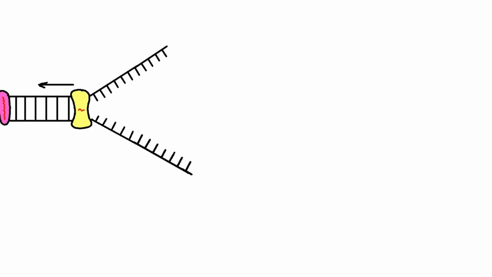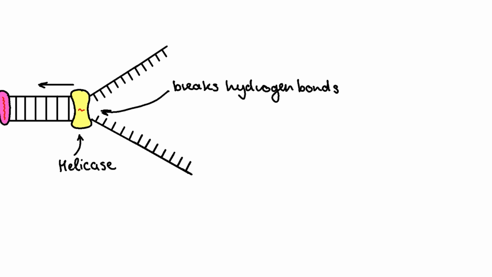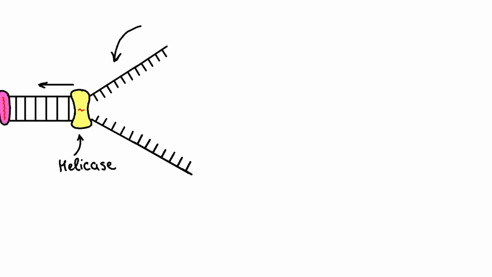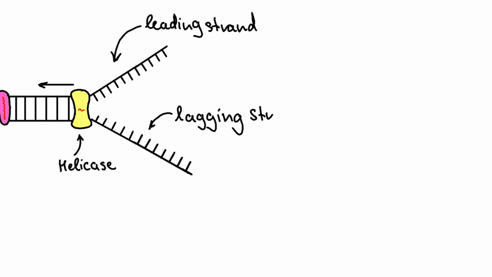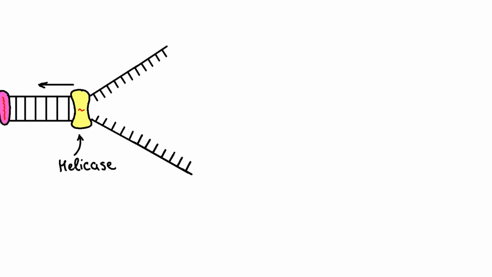The enzyme that goes behind topoisomerase is called helicase. It breaks hydrogen bonds between complementary bases, which leads to the separation of DNA into two separate strands, the leading and the lagging strand. But more about them later. The area that gets formed by the helicase is called the replication fork, and that's where the whole process takes place.